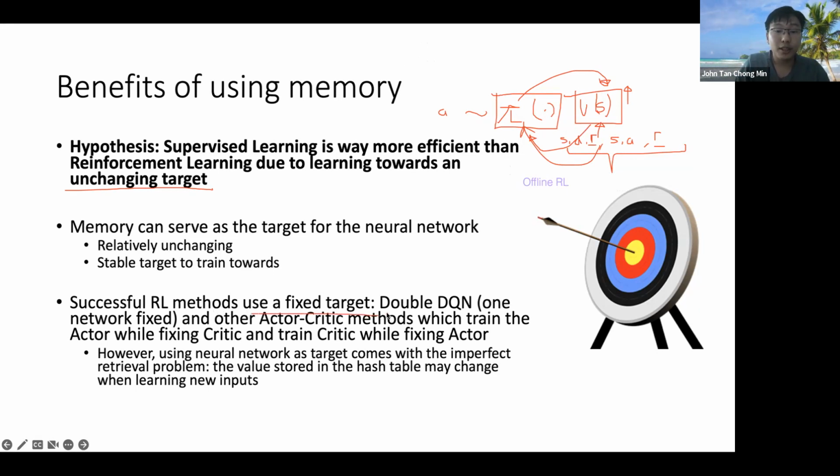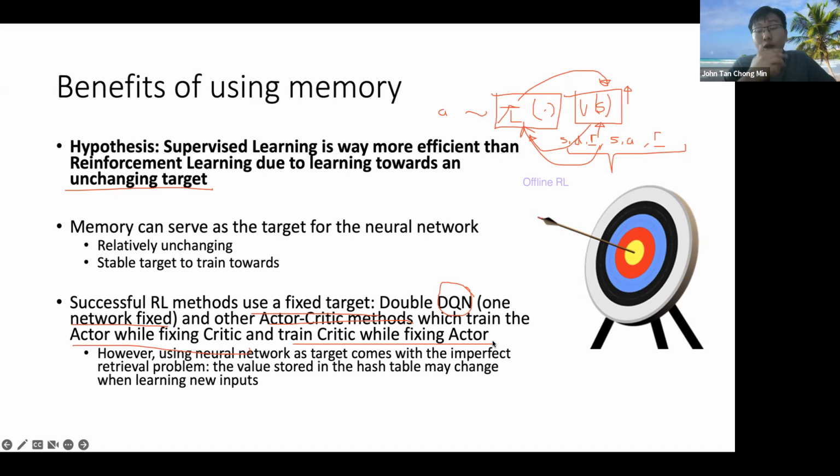fixed target reinforcement learning, like double DQN, you use one network that's fixed for the actions, one network for the values. Actor critic methods, I saw at least 5 papers in NeurIPS that fix the actor while training the critic and train the critic while fixing the actor. And each of them says that the method is novel. So I think you can see the trend in RL going towards that. And that's because reinforcement learning is very unstable because of this problem of the cycle here.